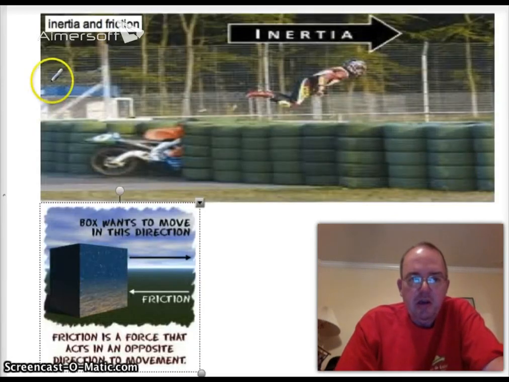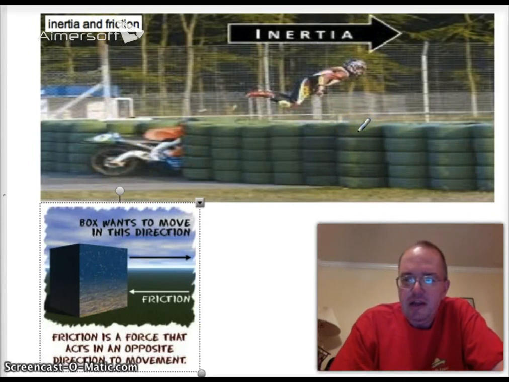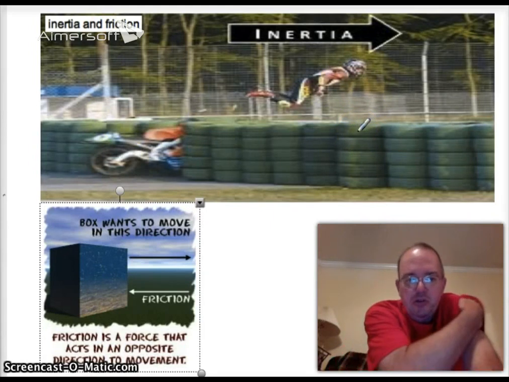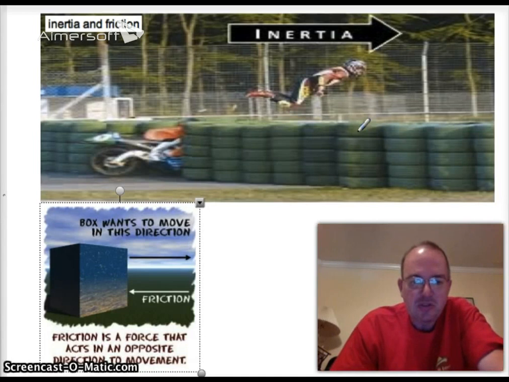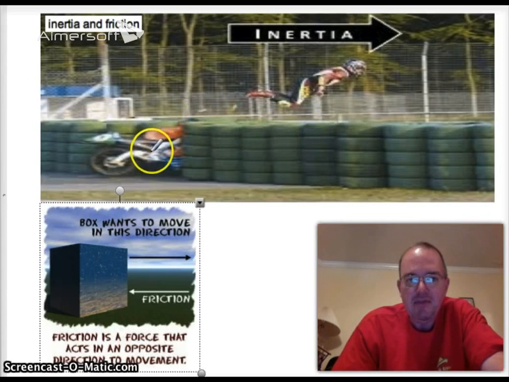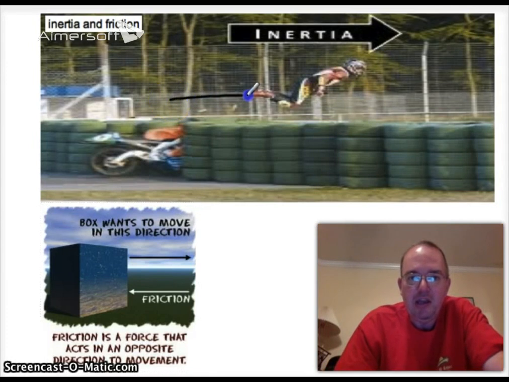Okay, let's talk about inertia and friction. Here's an interesting analogy for inertia. Inertia is the quality that makes bodies want to keep doing the same thing. In other words, inertia makes something at rest want to stay at rest, and makes something in motion want to stay in motion. The reason they have this as an example of inertia, we have this person who presumably was on the motorcycle going fast. It hits the tires, but the body tends to want to keep going in motion.